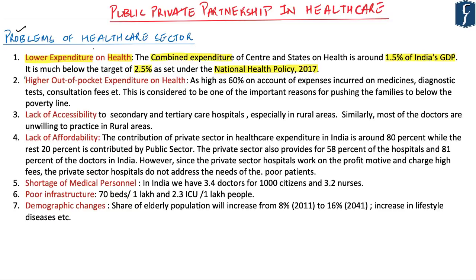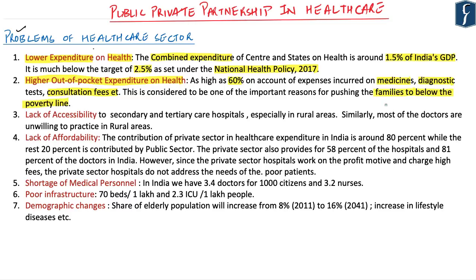The second problem is of high out-of-pocket expenditure on health. Now in India, the total out-of-pocket expenditure as a percentage of the total healthcare expenditure is as high as 60%. And this is on account of the fact that people incur a lot of expenses on medicines, diagnostic facilities, consultation fees, etc. In fact, this higher out-of-pocket expenditure on healthcare services is one of the main reasons why a lot of families are pushed below the poverty line in India.